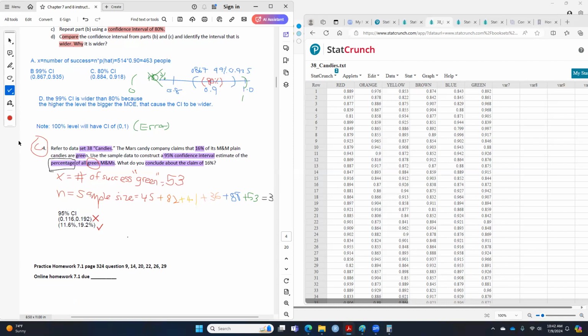So make sure you read the question carefully in your homework. If they ask for proportion, use decimals. If the question asks for percentage, change it to percent.